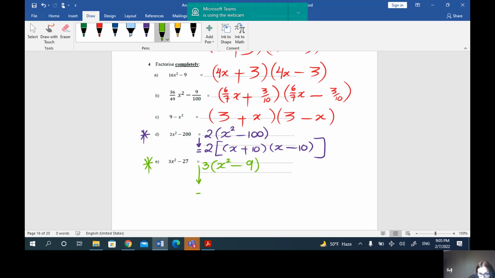Okay, now, are we done? No. Why? Because x squared is x times x, and 9 is 3 times 3, and there is the subtraction in the middle. So in this case, we will leave the 3 here. We will open this square bracket, and we will open the two rounded brackets. One will take the positive and the other will take the negative. So x, 3, 3.